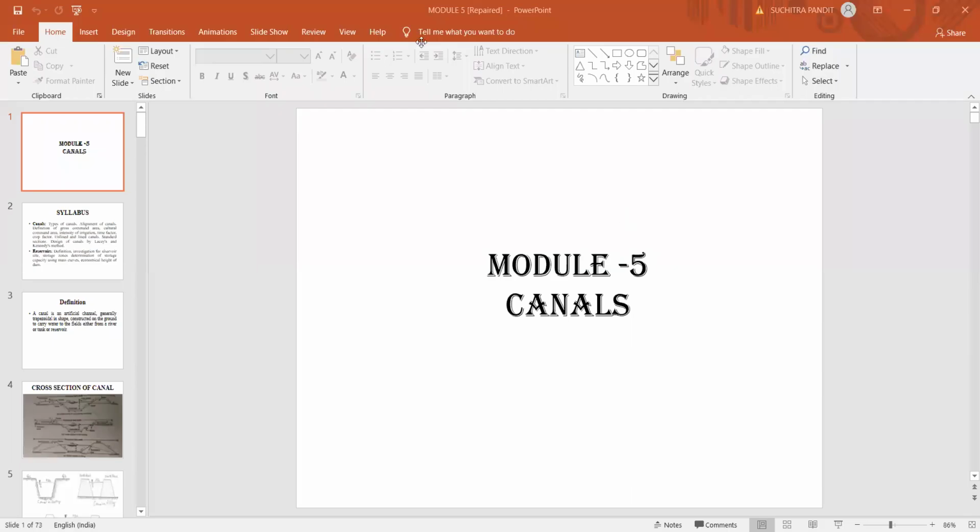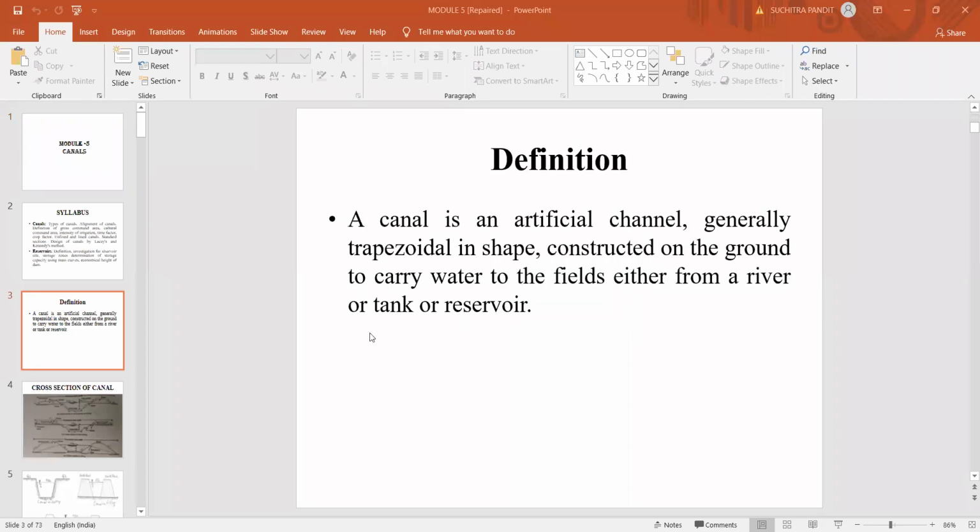Good morning. So today I'll start the next module. It is module 5. That is the last module in your syllabus. That is about canals. And the definition of the canal is a canal is an artificial channel.